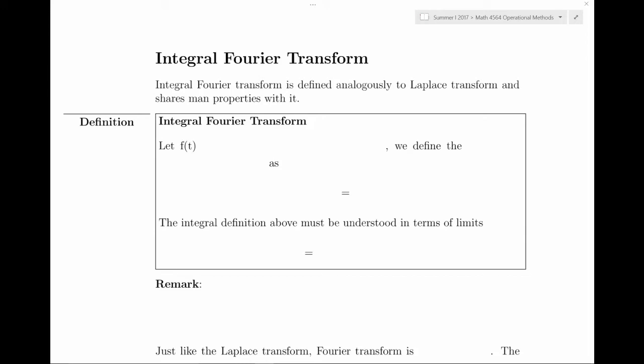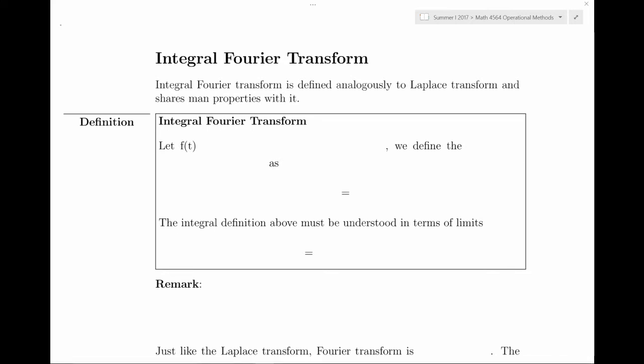Today we're shifting gears and we start talking about the Fourier transform. The Fourier transform has a lot in common with the Laplace transform we just discussed. However, it is significantly different to warrant a separate discussion. As usual, things always start with the definitions. And the definition of the integral Fourier transform is very similar to the definition of the Laplace transform.